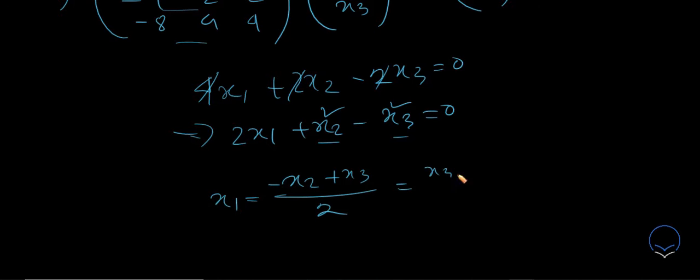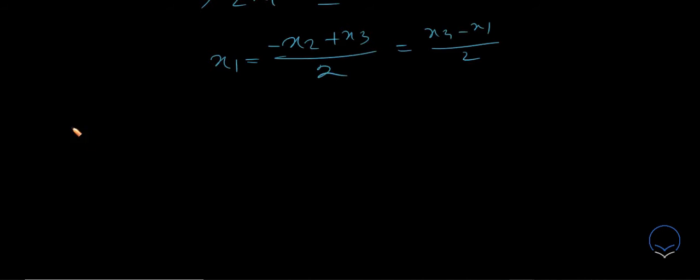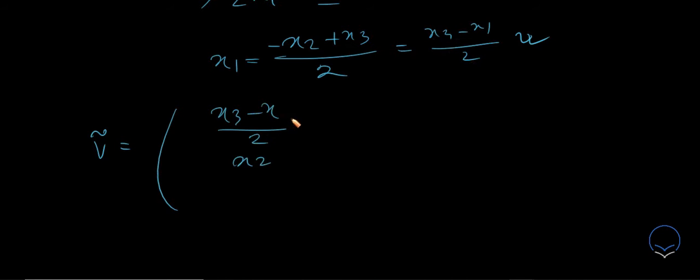That is (x3 - x1)/2, right? And now I can construct the eigenvector v tilde. Since I have only one equation, I can only extract this amount of information. So instead of x1, I'm going to write (x3 - x1) divided by 2. I'm going to write x2. Sorry, this should be x2, not x1. And I'm going to write x3.